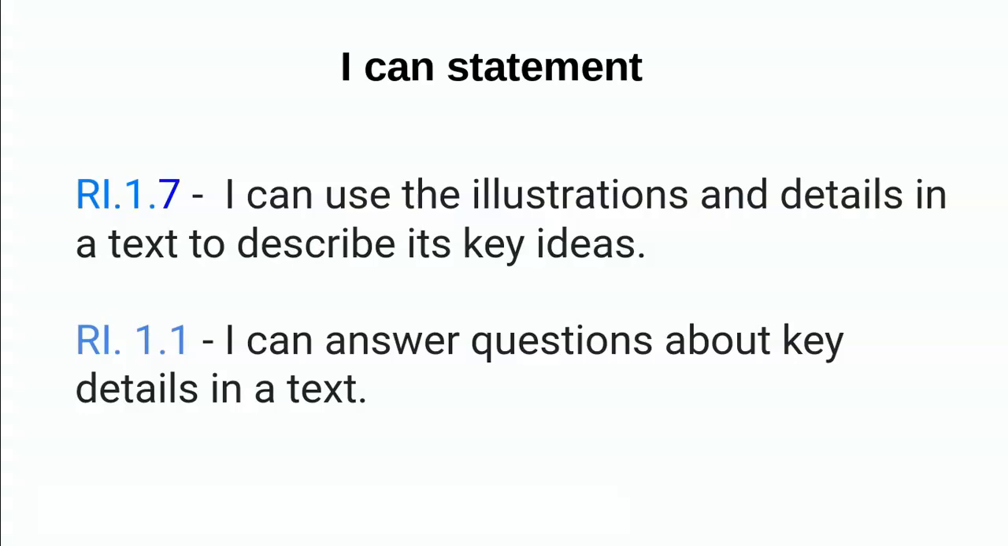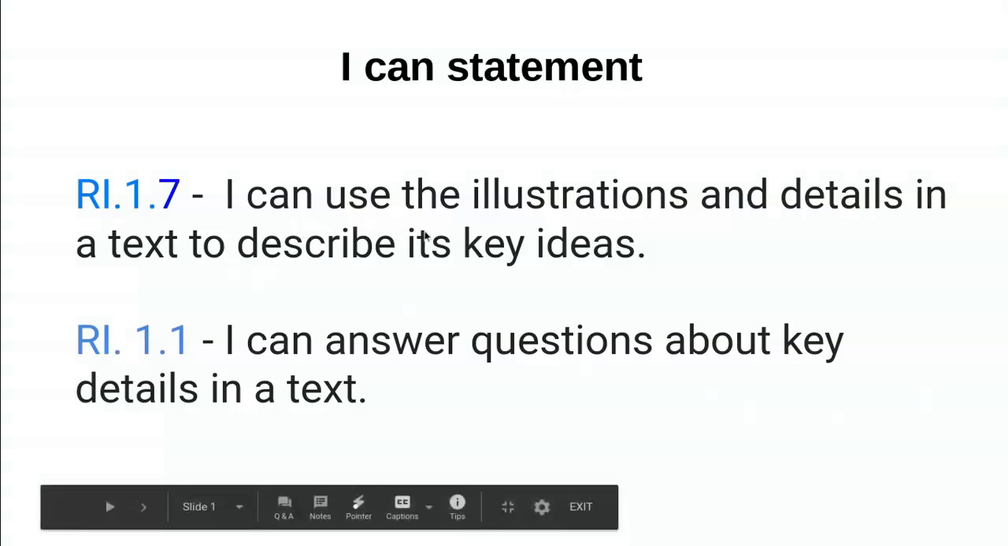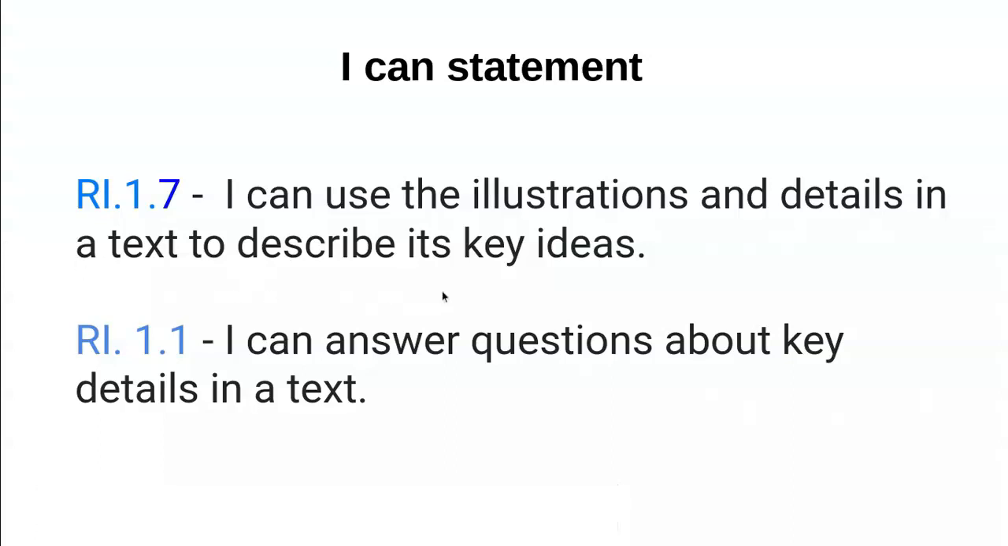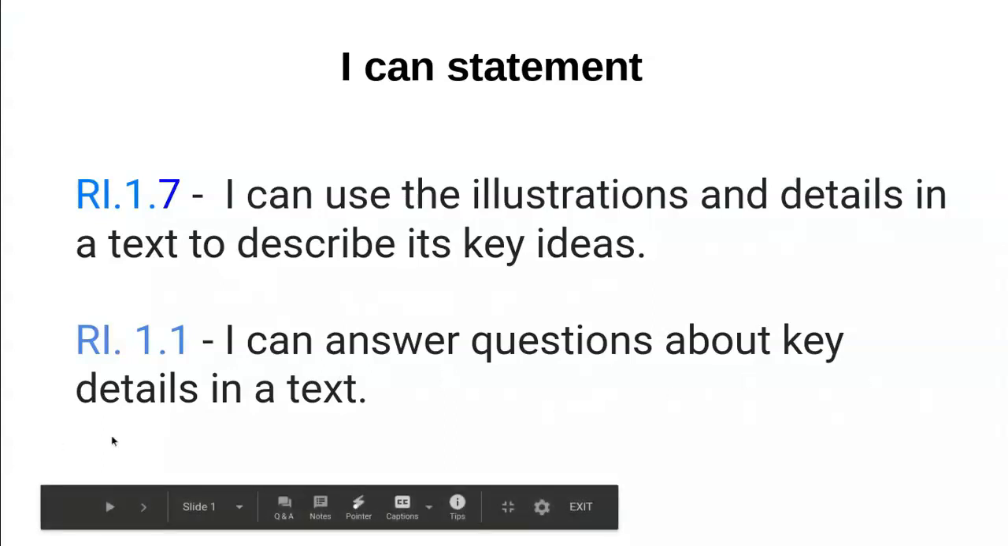Please read along with me. I can use the illustrations and details in a text to describe its key ideas. I can answer questions about key details in a text.